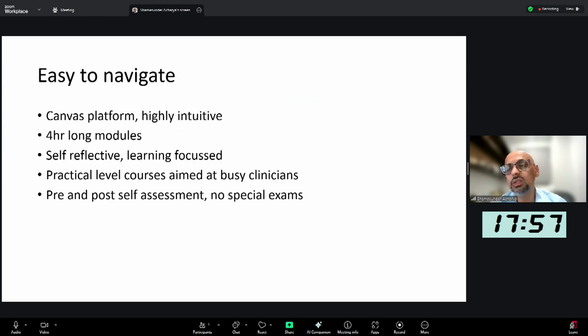These are very easy to navigate courses. They are highly intuitive. If you can use a smartphone, you would find these courses very similar to a smartphone. They actually prompt you to go to the next step, and anybody can complete these courses through the platform. They are self-reflective, learning focused.